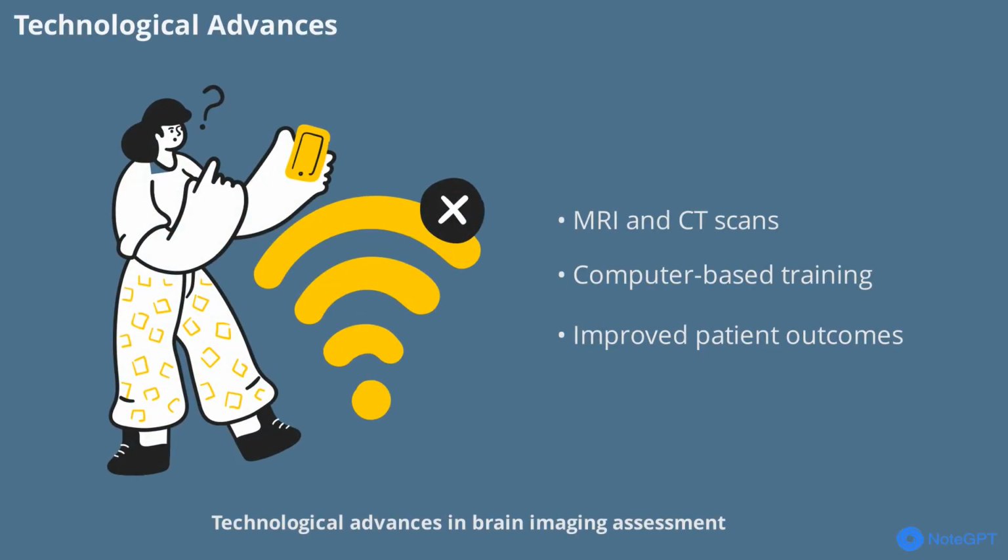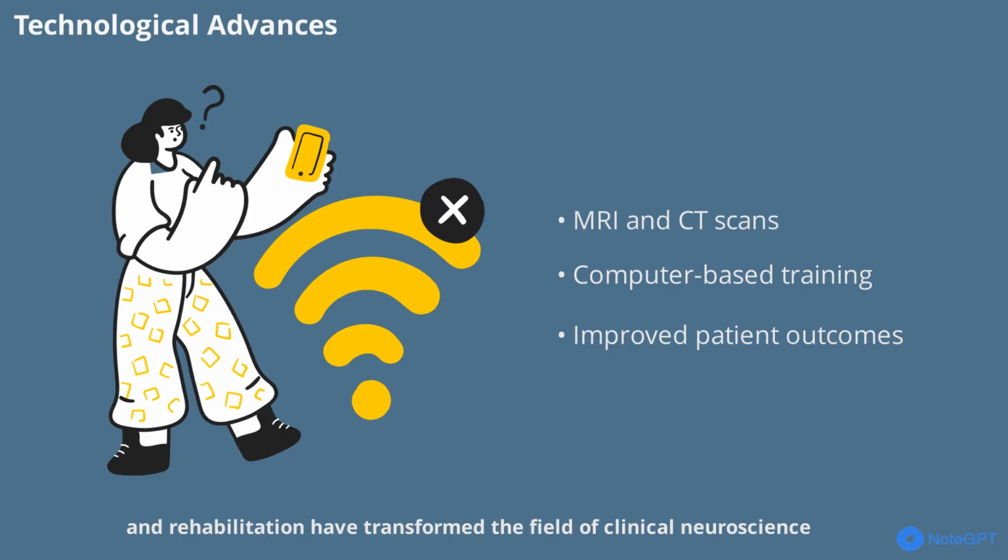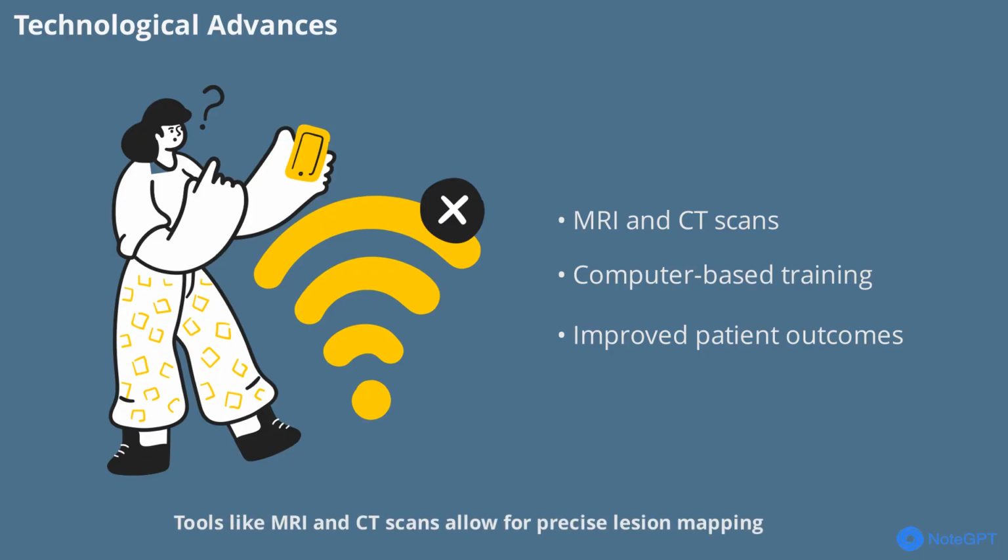Technological advances in brain imaging, assessment, and rehabilitation have transformed the field of clinical neuroscience. Tools like MRI and CT scans allow for precise lesion mapping, while computer-based cognitive training programs offer new ways to support recovery. These innovations continue to improve outcomes for patients with brain lesions.